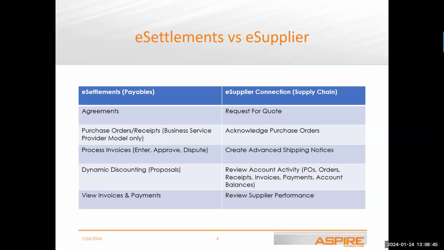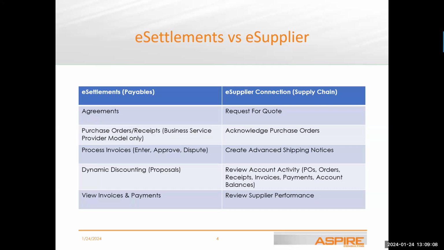You can see payments and invoices and account balances in eSupplier connection, the same as you can see them in eSettlements. The difference being you can't enter those things in eSupplier connection. So I can't go in and enter an invoice like I can in eSettlements. So it's really more around the supply chain side of things. And eSettlements is really more around getting those invoices in and getting payments out the door.